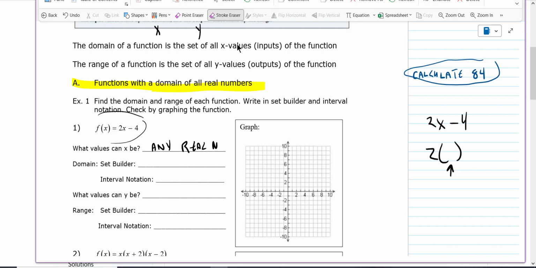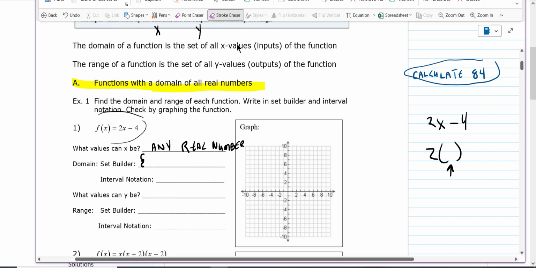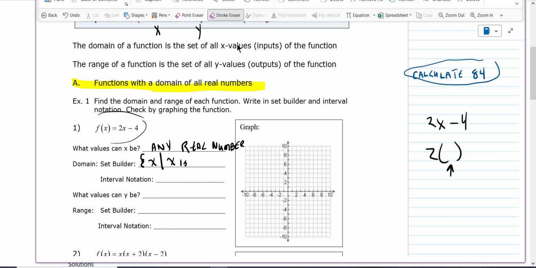Okay, and then we'll kind of look at the graph to kind of clarify a few things on this. All right, so when you write the domain, there's two ways you want to write this. You want to learn how to write this in set builder notation, where you write a set brace, so the left set brace, then you just put the variable x, then you put a bar to separate, then you just say in words, x is any real number.